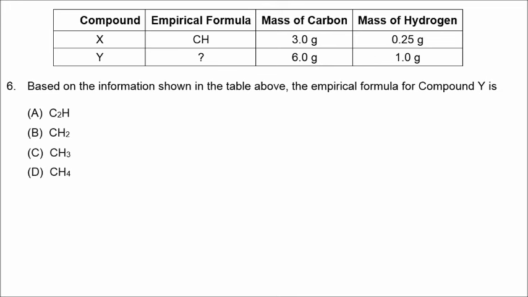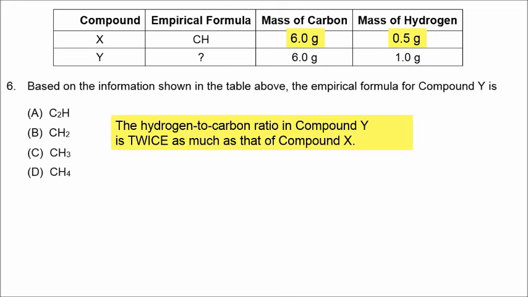So what I did with these numbers for compound X is I simply multiplied them by 2. So now we have 6 grams of carbon and we have 0.5 grams of hydrogen. And now we can compare compound X and compound Y, and just focusing on the hydrogen, we see that the hydrogen to carbon ratio in compound Y is twice as much as that of compound X. So there must be twice as much hydrogen relative to a formula of CH. That means that the correct answer will have to be CH2.